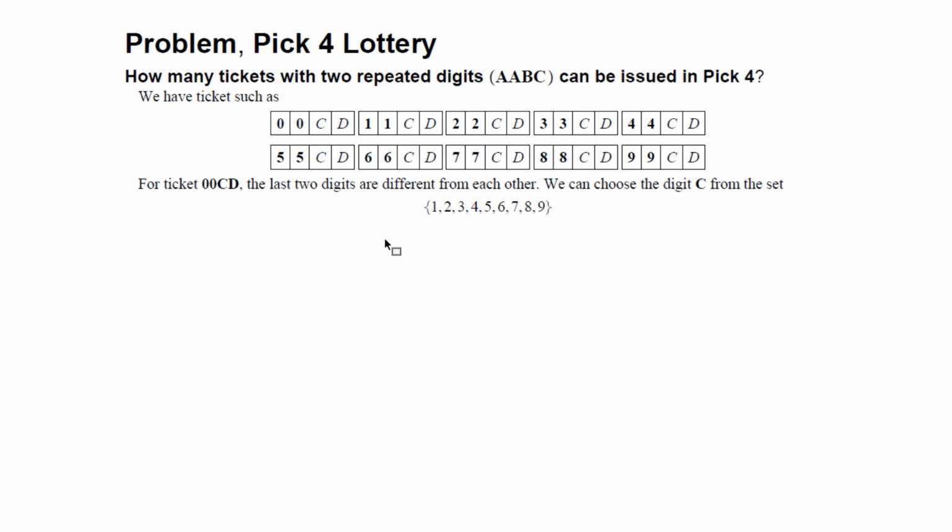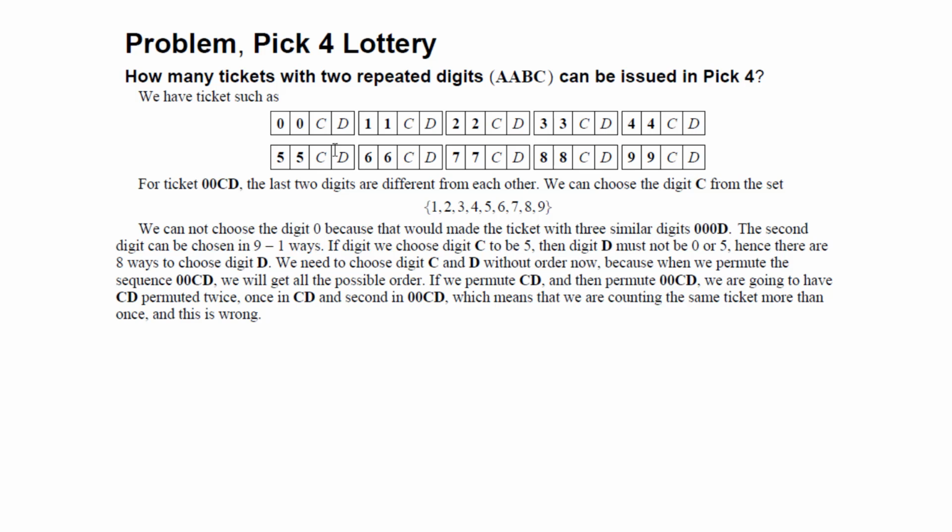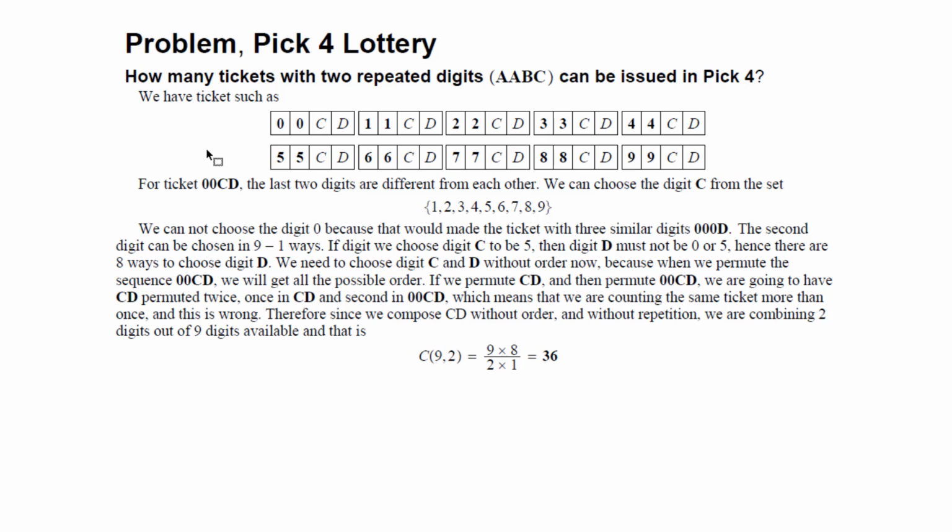So this is the first notice. Now the second important notice is that if we use permutation of CD and after that we permute 00 CD, we end up permuting CD twice, and that means that we are going to count the same element more than once, and this is not acceptable. So what do we do in such case? We use combination of CD. So combination does not imply order in it, and for CD we have 36 combinations.